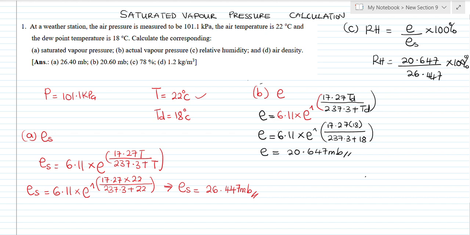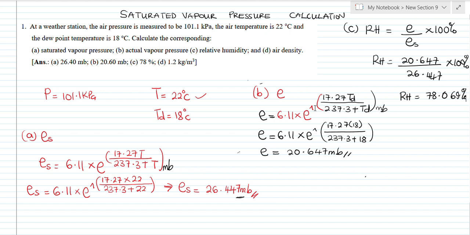So let's take note that the units are in millibars because the equation gives us the answer in millibar. So the relative humidity, after finding this expression, we are going to get 78.069 percent, and that's the relative humidity.